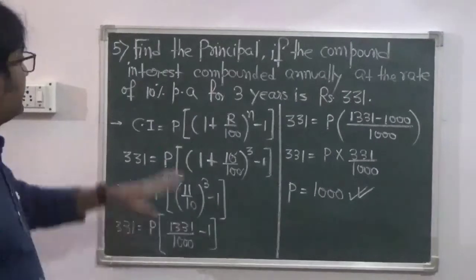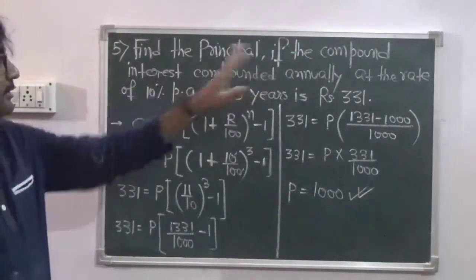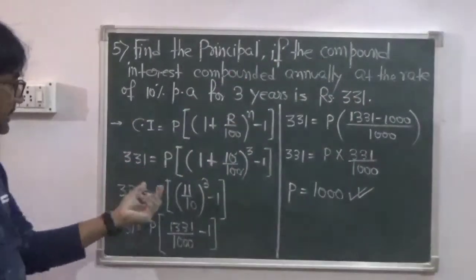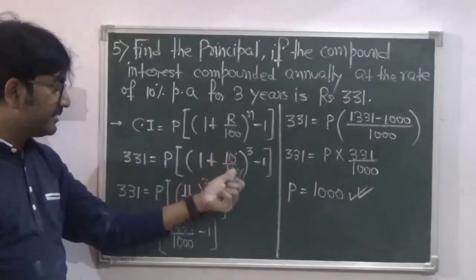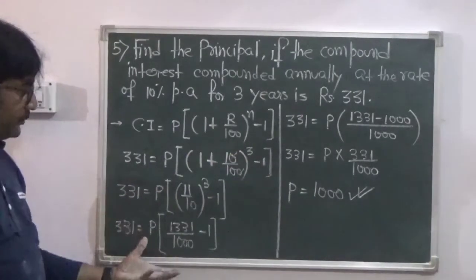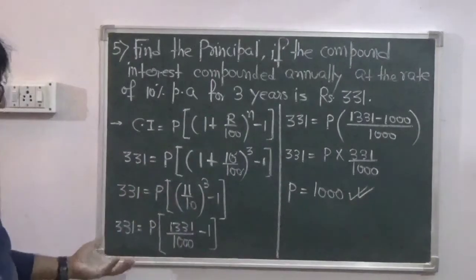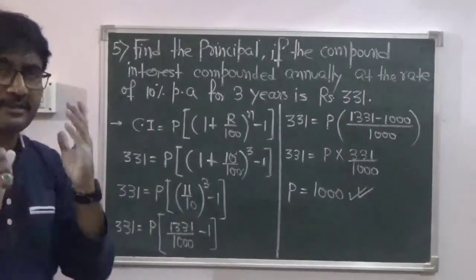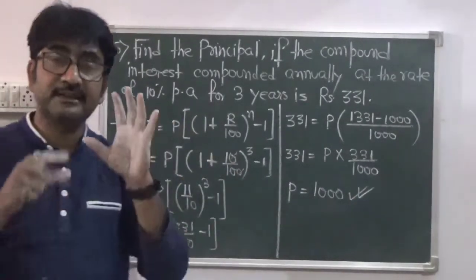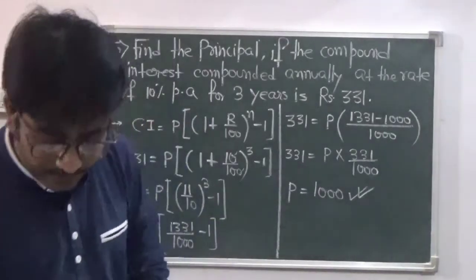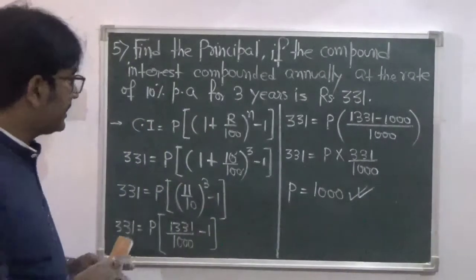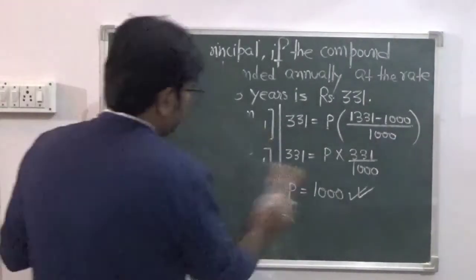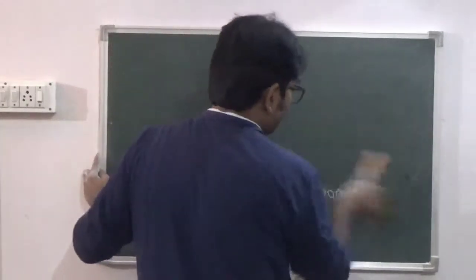So let us see the question again. To find the principal if the compound interest compounded annually at the rate of 10% per annum for 3 years is rupees 331. So 331 is the compound interest given. P we had to find. Rate is 10%, time is 3 years. So by putting the values in the appropriate positions, we finally got the value of P as 1000. Nothing different. Only thing is that you need to be careful while putting the values as well as while doing the calculation. So don't put yourself under pressure by making calculation mistakes in the examination hall. So you need practice, otherwise this chapter is very simple.